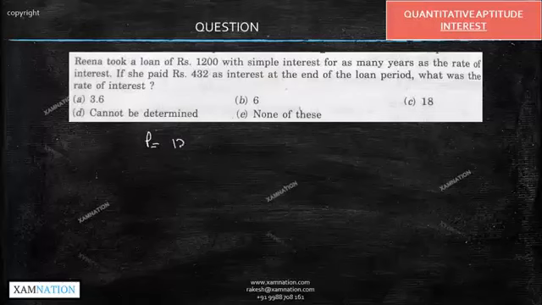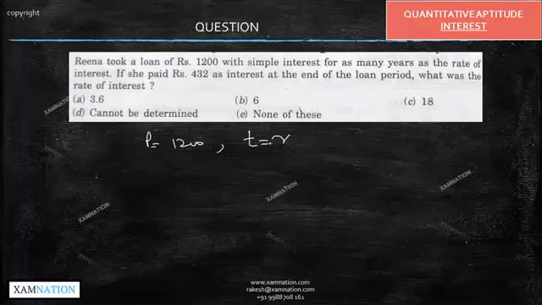We know that the principal amount is given as 1200, and we don't know the time frame. We don't know the rate of interest, but it is given that time and rate are equal. If she paid rupees 432 as interest at the end of the loan period, what was the rate of interest?